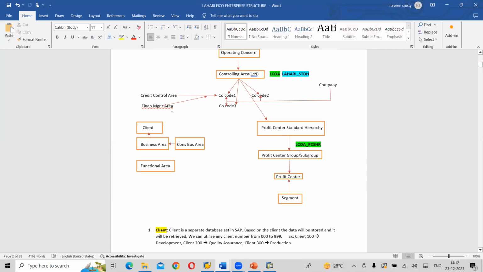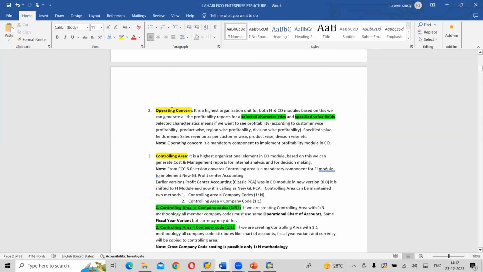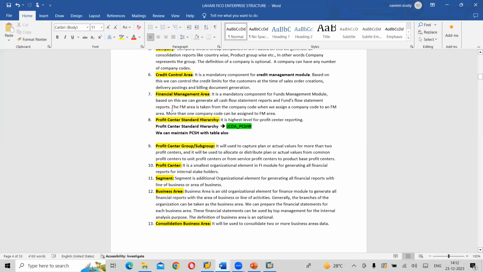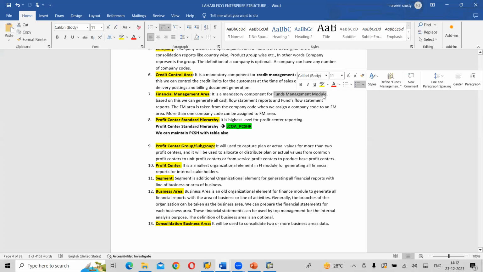Next one, we have a financial management area. What do you mean by a financial management area? Financial management area is a mandatory component for the funds management module. Again, this is a different module in SAP. This is not related to FICO. But who will create the structure for funds management also? As an FI consultant, we will do the structure. The rest will be done by the FM consultant actually.